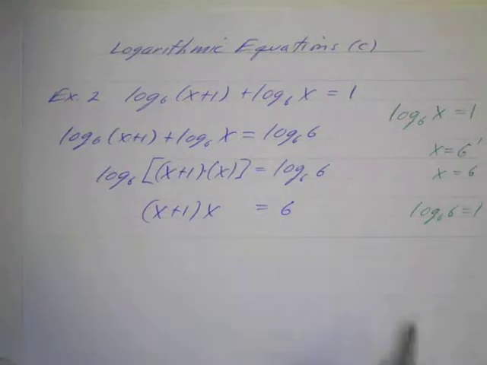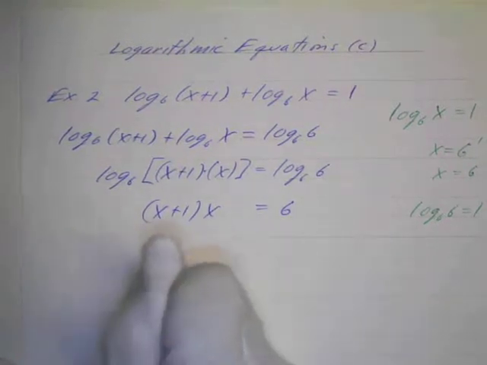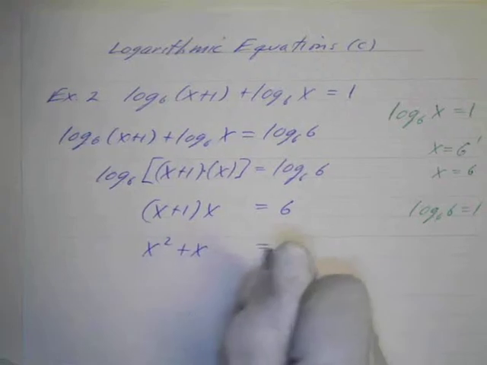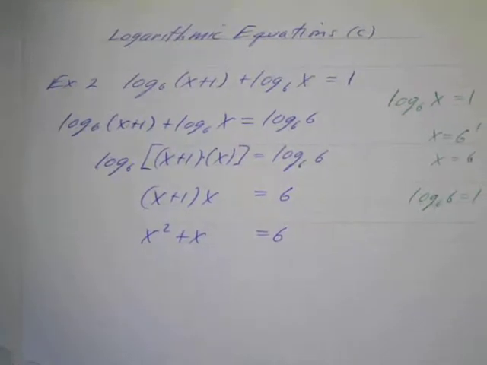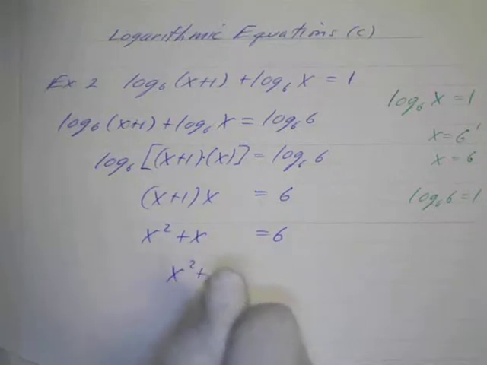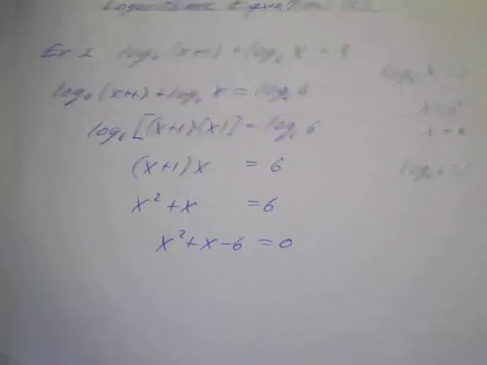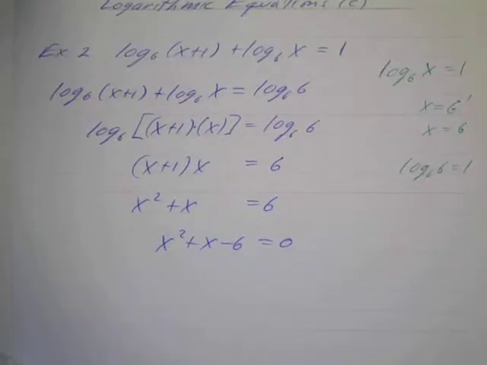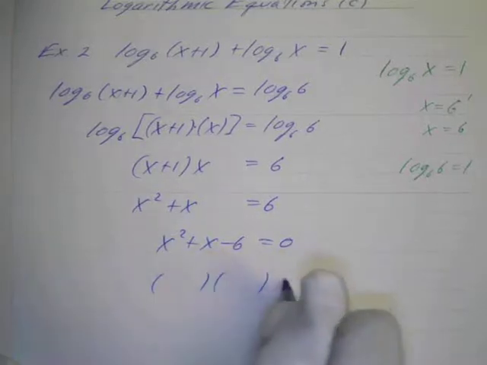So let's work this out. So we'll multiply this out. So we get x squared plus x equals 6. And we've got a quadratic equation, so we have to set it equal to 0. So I'll subtract 6 from both sides. So x squared plus x minus 6 equals 0. We've got 3 ways to solve a quadratic equation. We can either factor it, complete the square, or we can use the quadratic formula. In this case, I think I can factor this. It looks like a simple trinomial.